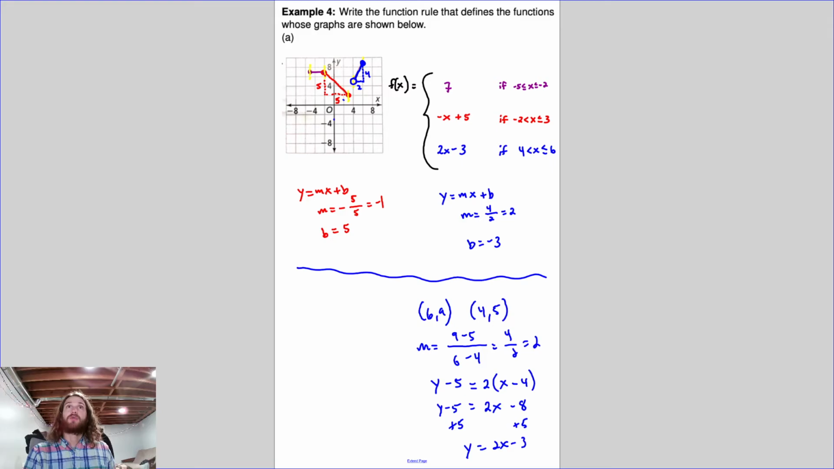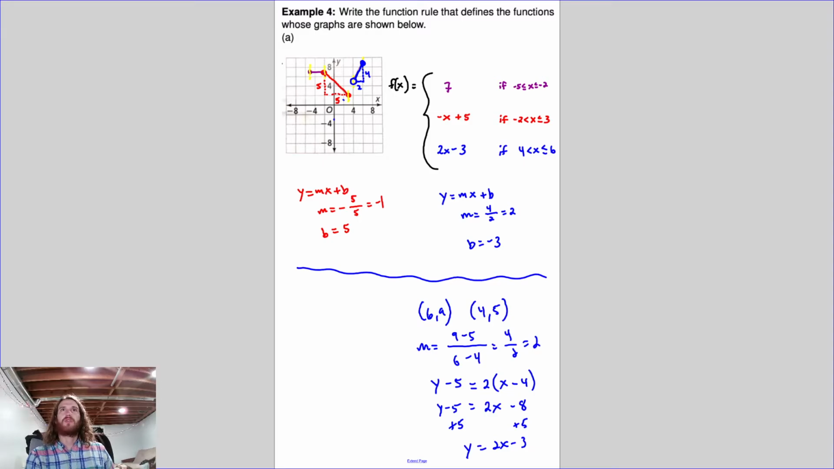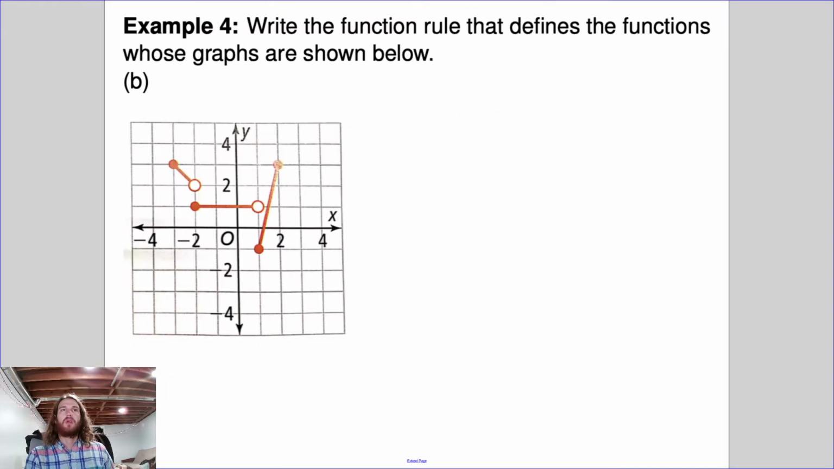Okay, you guys try this next one on your own. Unpause the video when you're ready to go. Wait, did it ask us for domain and range? No, it doesn't ask us for domain and range. Okay, cool. I'm going to pause the video. You guys try on your own, and then I'm going to do it real fast.